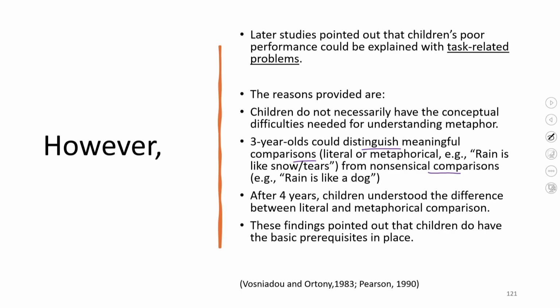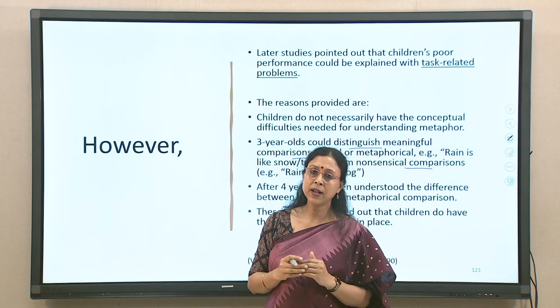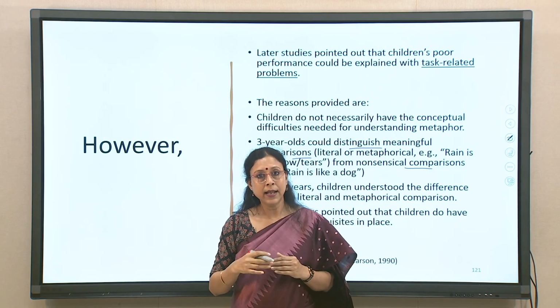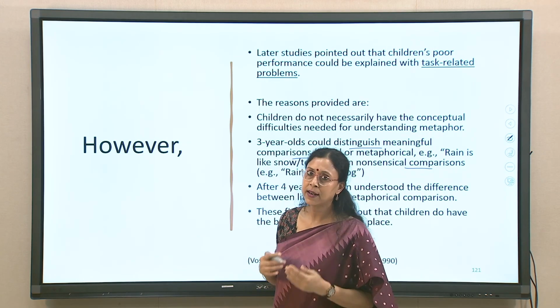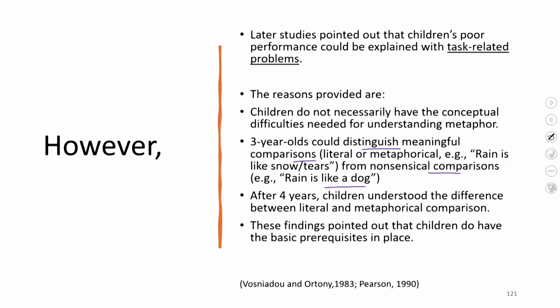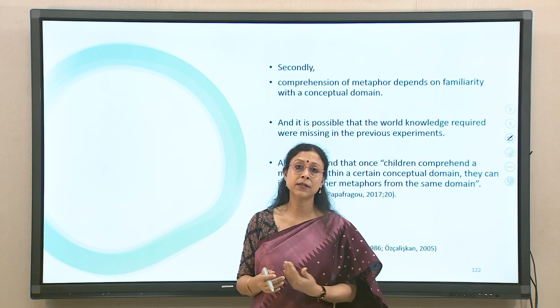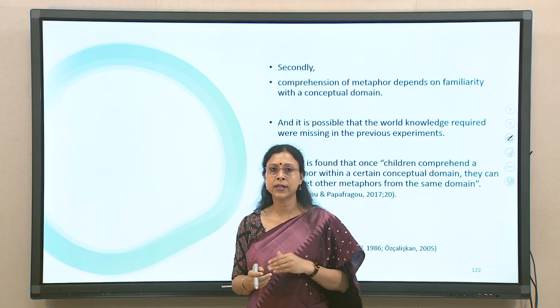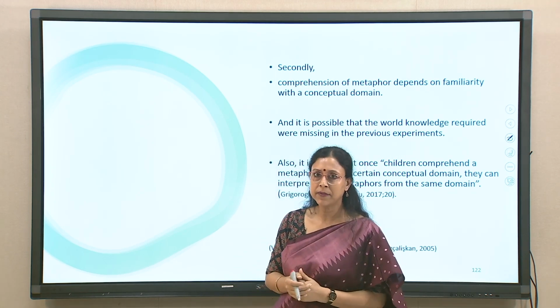There have been many kinds of studies trying to figure out whether children actually understand the differences, or let us say layers of differences in meaning or not. Hence, they created this kind of possibilities where rain is like a dog, rain is like snow, rain is like tears, and they tried to see whether children can actually understand the differences in these meanings, and they found that children actually could. After 4 years, children understood the difference between literal and metaphorical comparisons. Now, these findings have pointed out that children do have the basic prerequisites in place by the time they are 3 years of age, which is pretty early, and it goes entirely opposite to the findings of the previous studies.